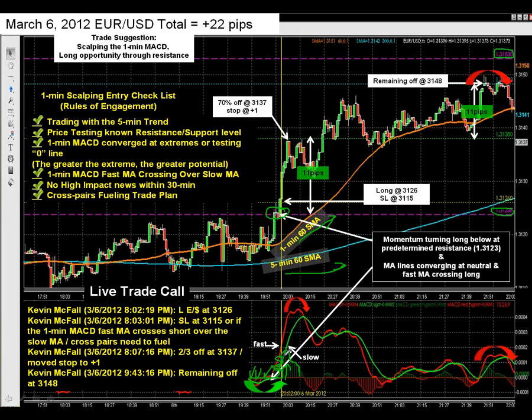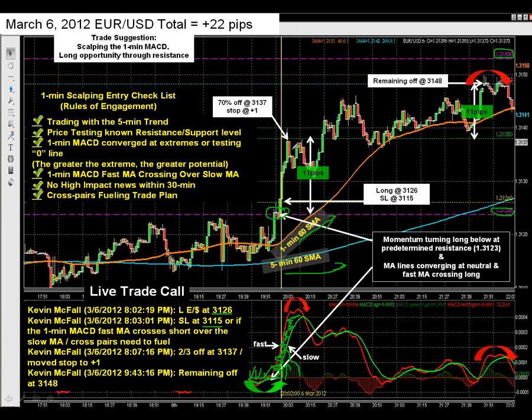You can also look at the distance between the fast and slow moving average. As this divergence increases, you can either look at the lines or watch the histogram grow. That tells you you're getting more and more buyers in the market than sellers, and that's where we got into this trade long at 31.26, just as it broke through resistance. And there's the live trade call: 31.26 with a stop loss at 31.15.